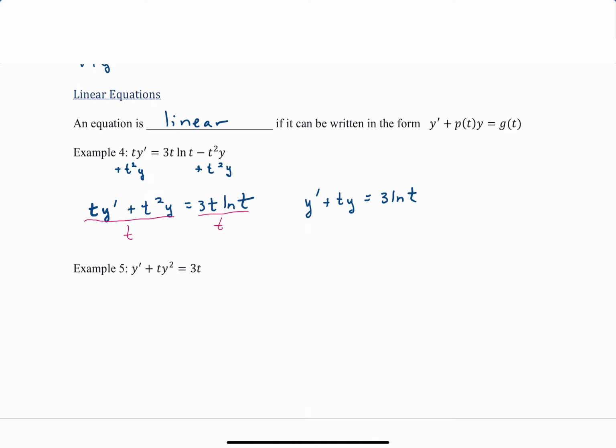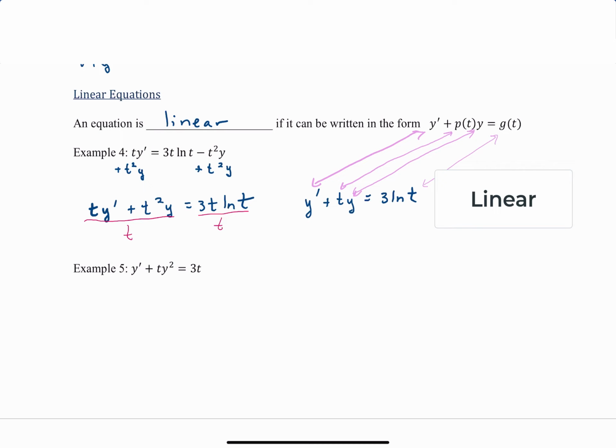So I have a y prime just by itself. I've got a y, and the only thing that's multiplying the y is stuff with t's. And on the right-hand side, I have only t's. So it's linear. Let's try another one.